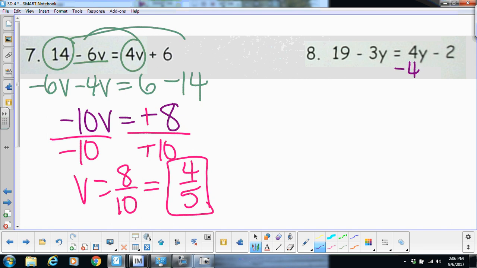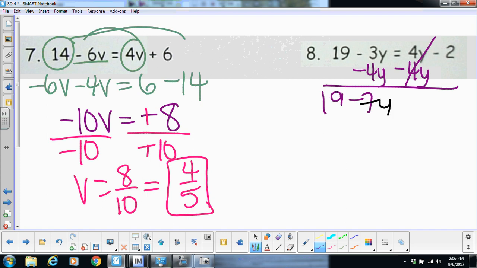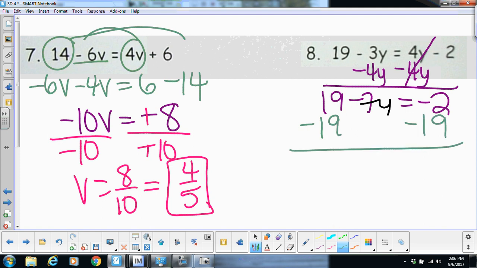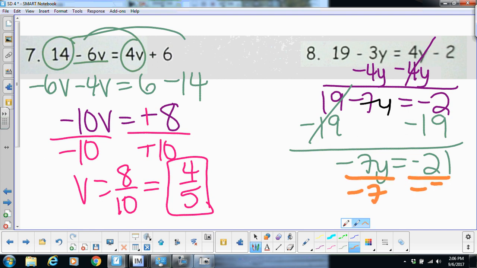Okay, so here I would subtract 4y if I stack and move, so that's going to give me negative 7y. Okay, I'm going to subtract 19 because that's a positive 19. So negative 7y is going to equal negative 21. And then I'm going to divide by negative 7, and y should equal 3.